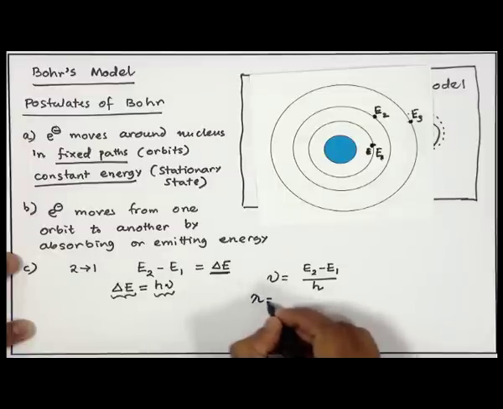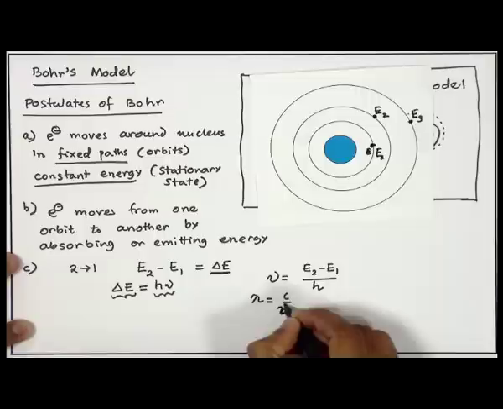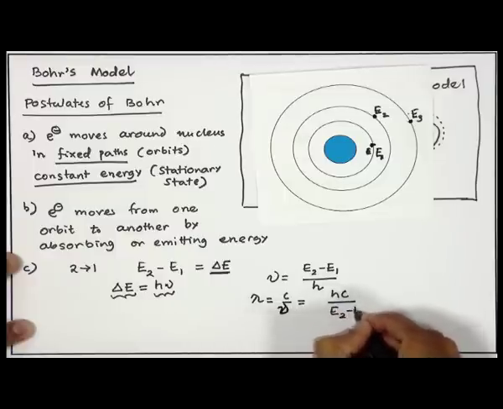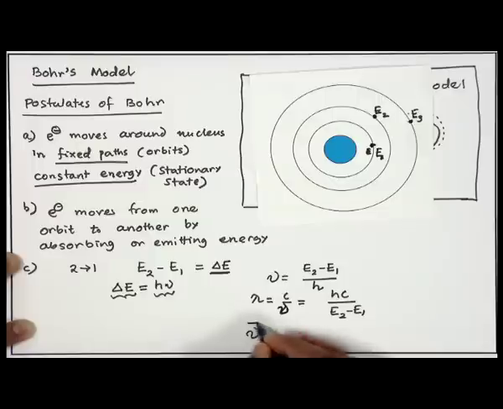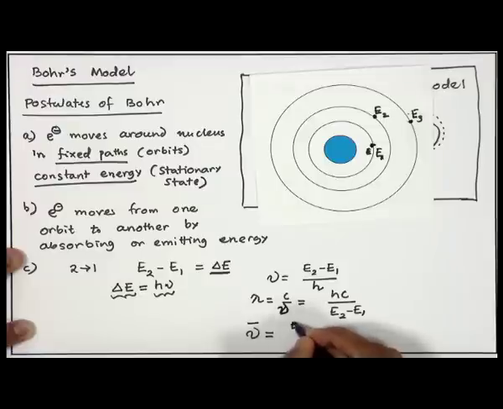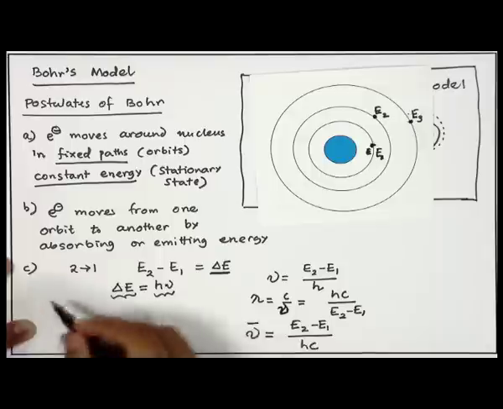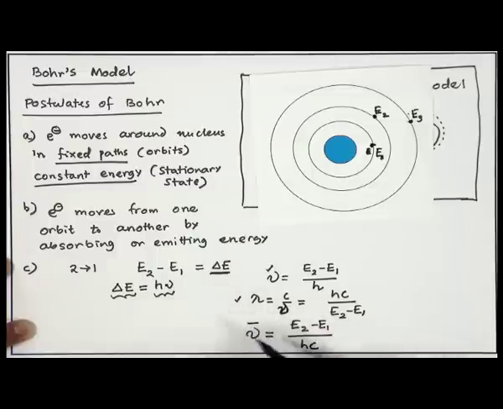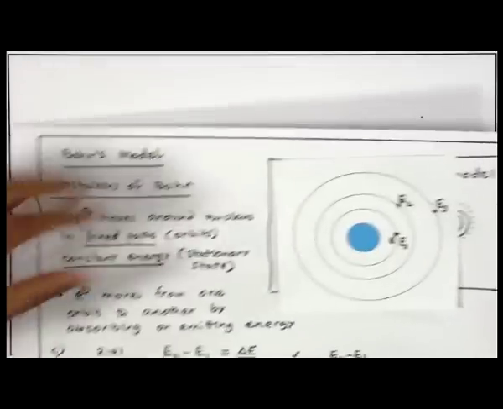We can also get lambda, which is nothing but c divided by nu, the frequency. So, we can write lambda as h c divided by E2 minus E1. We can also use nu bar, because that is what we have been using. That can be written down as E2 minus E1 divided by h c. So, it does not matter, we can express the radiation either in terms of its frequency, or in terms of its wavelength, or in terms of its wave number. These are the three postulates. There is one more postulate we will discuss next.